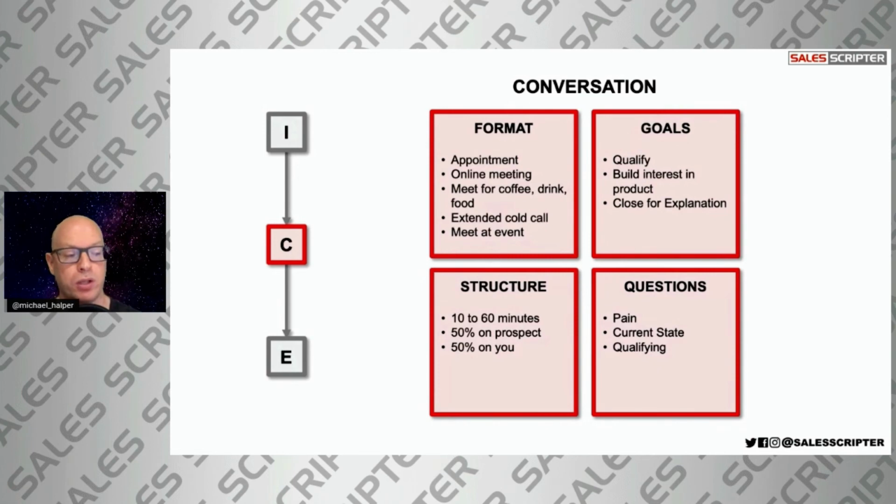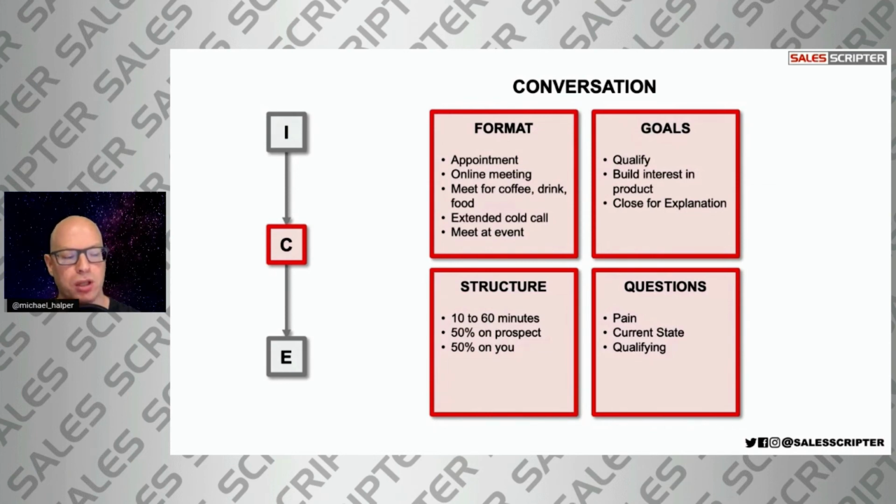And so the questions are slightly the same as the interaction, where we have your pain questions and current state questions, and we also have your qualifying questions because now we're trying to qualify the prospect. So we're adding more questions. By the way, those questions might look redundant with the interaction, since we also had pain questions and current state questions. We're not necessarily asking the exact same questions that we would have in the interaction.